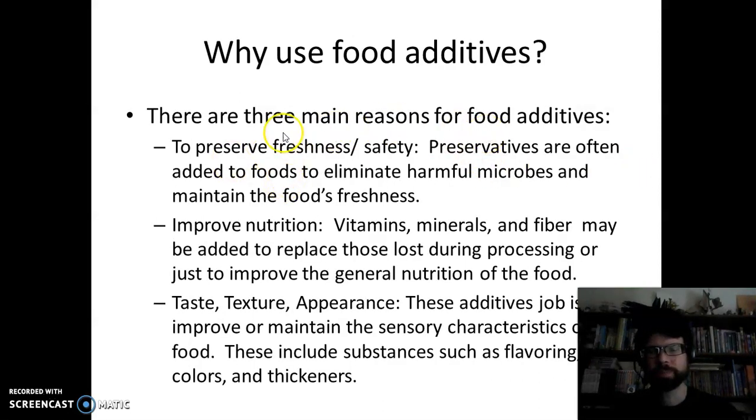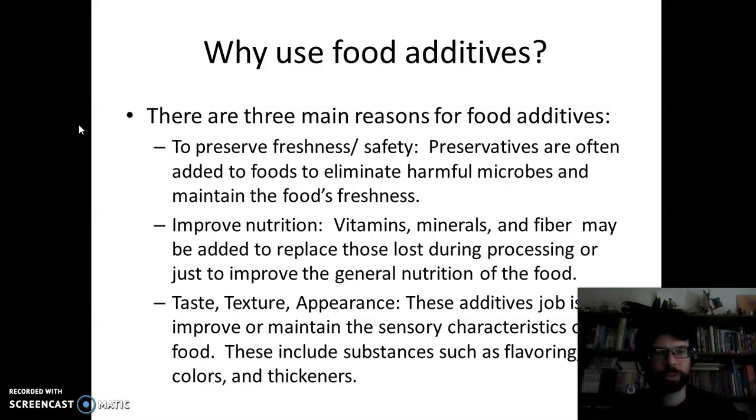Alright, we have three main purposes for food additives. They don't put them in there just to make you suspicious about what's going into your food. The food additives that we use all have a particular reason that they're in there, most of the ones that are put there on purpose anyway.